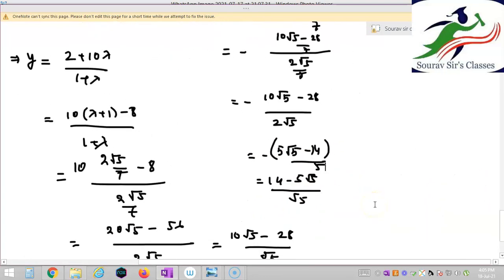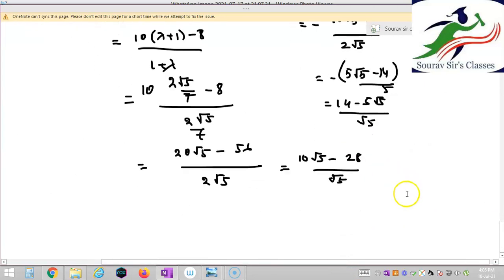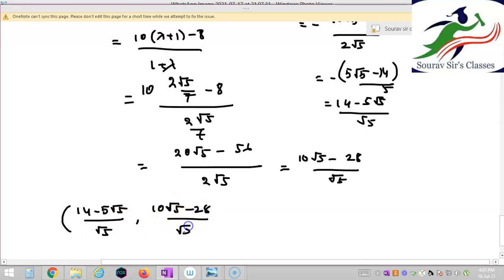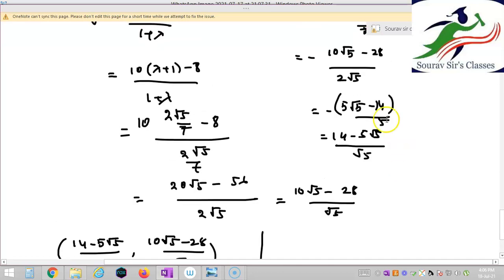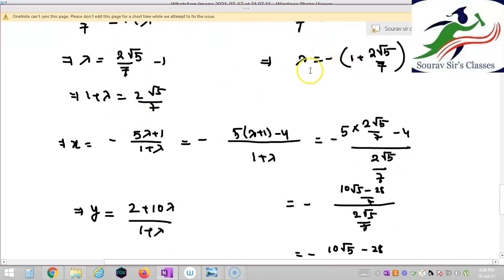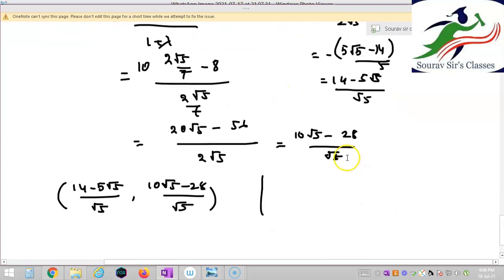Now we need to find another point, which we get by putting the negative value. So the points are 14 minus 5 root 5 by root 5, comma 10 root 5 minus 28 by root 5. Okay, and we need to find out another point. Now for this what I am going to do is put the negative value. From this I got 1 plus lambda equal to minus 2 by root 5, so I am going to put this value.